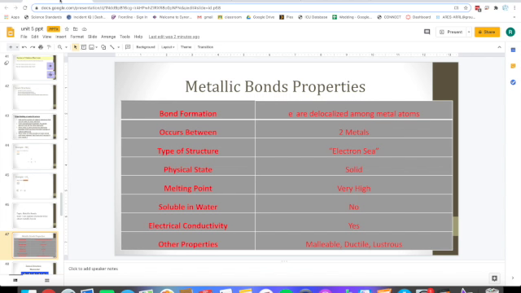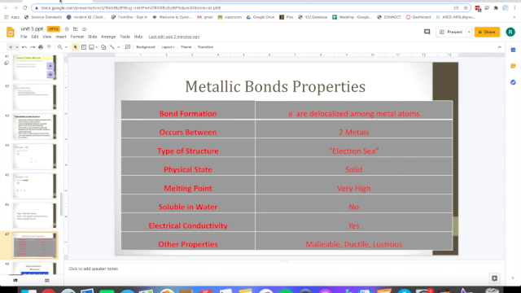So this chart, bond formation: electrons are delocalized among metal atoms. It occurs between two metals. So ionic bonds, the first one we talked about, that was between a metal plus a nonmetal. Then we talked about covalent bonds, which is between two nonmetals. And now we are talking about metallic bonds, which is between two metals.